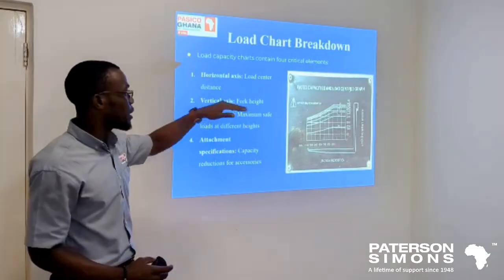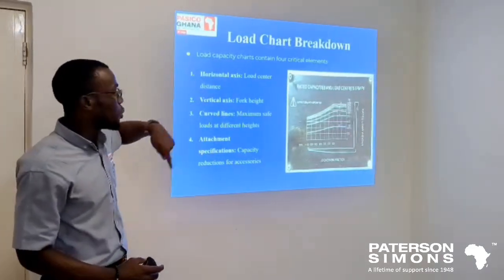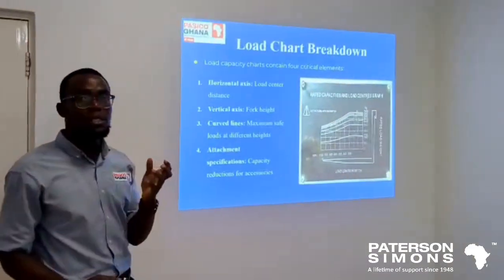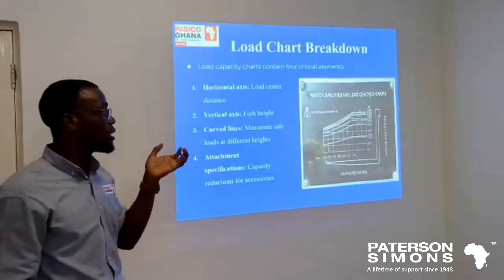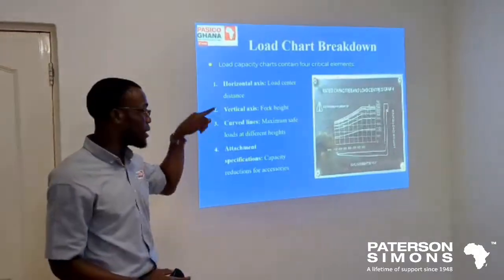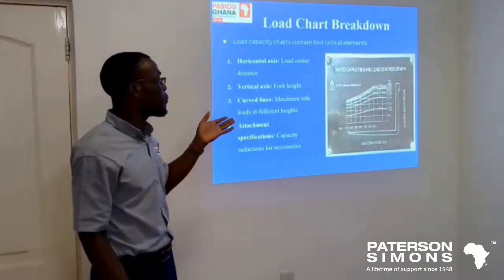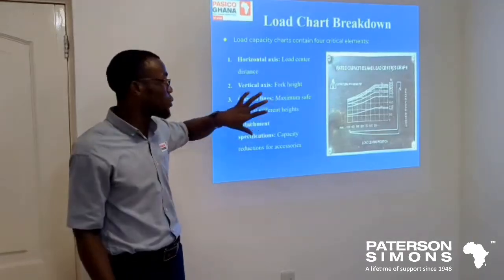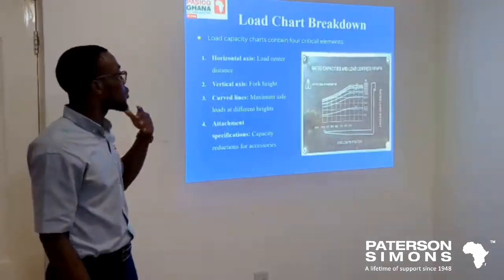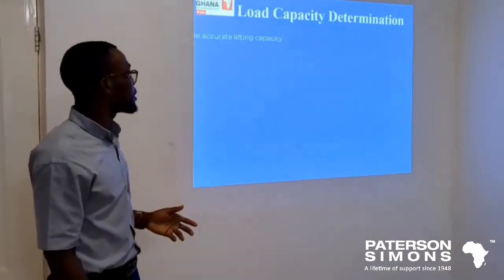Then we'll have the curved lines or certain graphs going on that chart, which tell us the capacity that the forklift can pick at certain configurations. And some forklift load charts indicate the attachment for which that chart or graph is represented. So how do we read our forklift load chart?